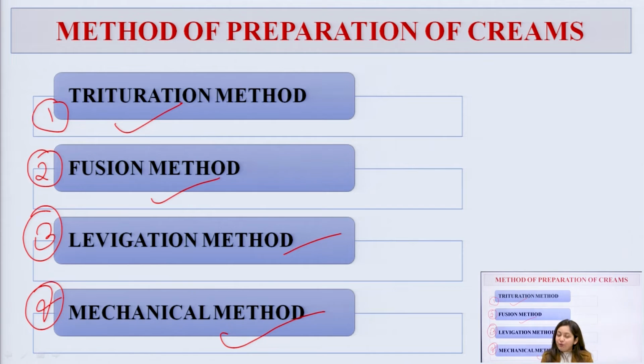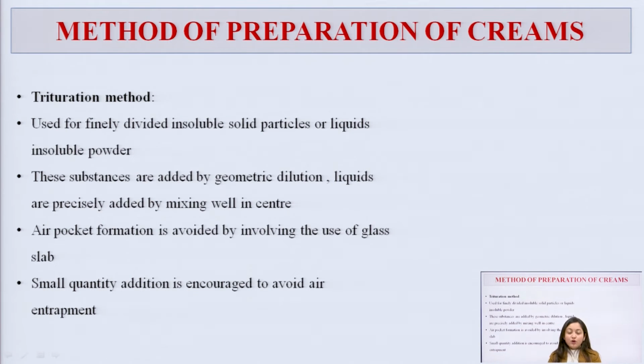Depending upon the type of active pharmaceutical ingredient we have, the method is going to vary. So, let us understand the first method of preparation of creams, and that method is known as the trituration method. Trituration is basically a process of mixing. It is a process in which we mix one or more ingredients by application of a particular force or sometimes in a circular motion.